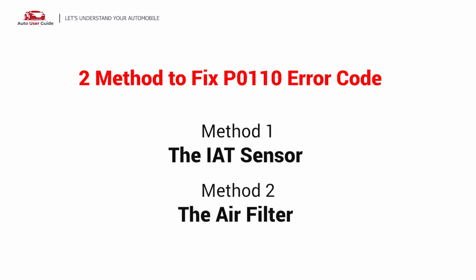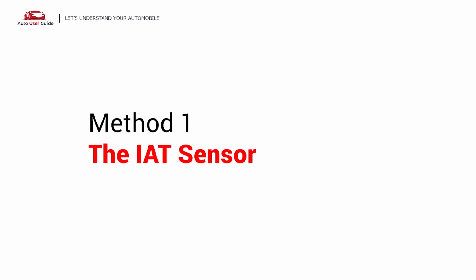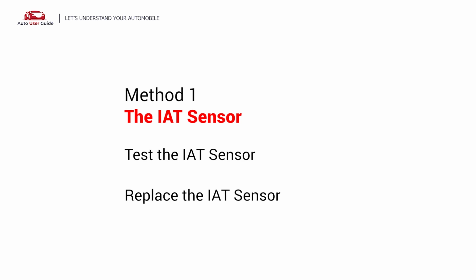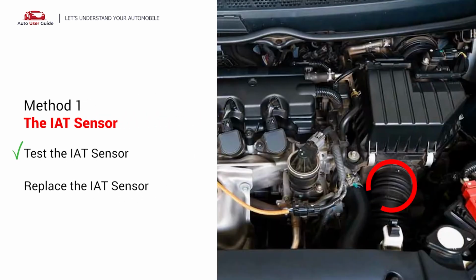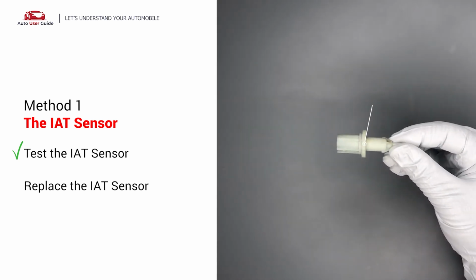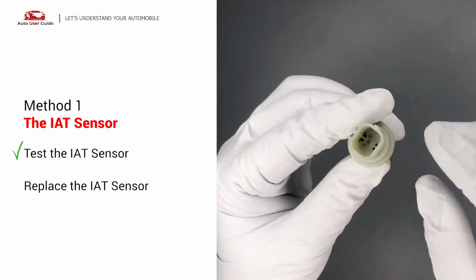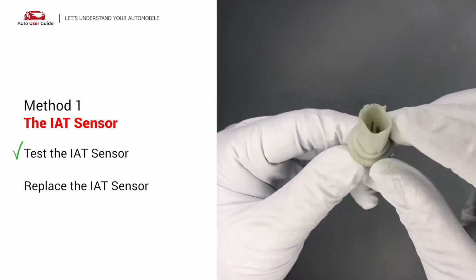Here is a simple DIY method you can try to solve this problem. The IAT sensor. The IAT sensor could be on the throttle body, attached right to the intake manifold first. Carefully remove the IAT sensor from the vehicle, visually inspect the sensor to make sure it hasn't been contaminated by a leak from another engine component.